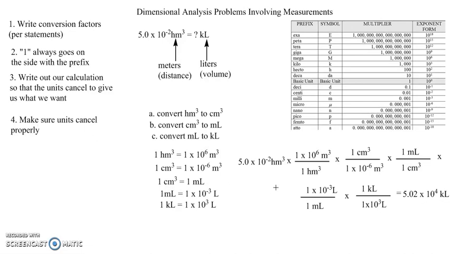Going back to make sure my units cancel: hectometers cancel with hectometers, meters on the top, meters on the bottom, centimeters on the top, centimeters on the bottom, milliliters on the top, milliliters on the bottom, liters on the top, and liters on the bottom. That leaves me with only kiloliters.